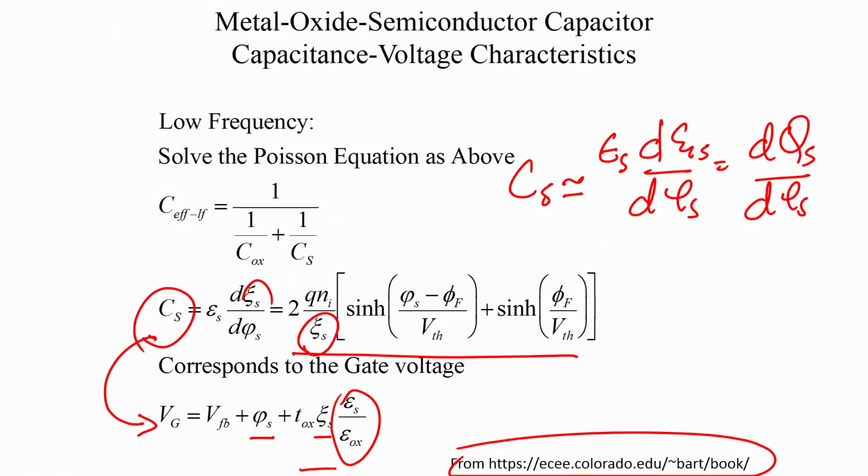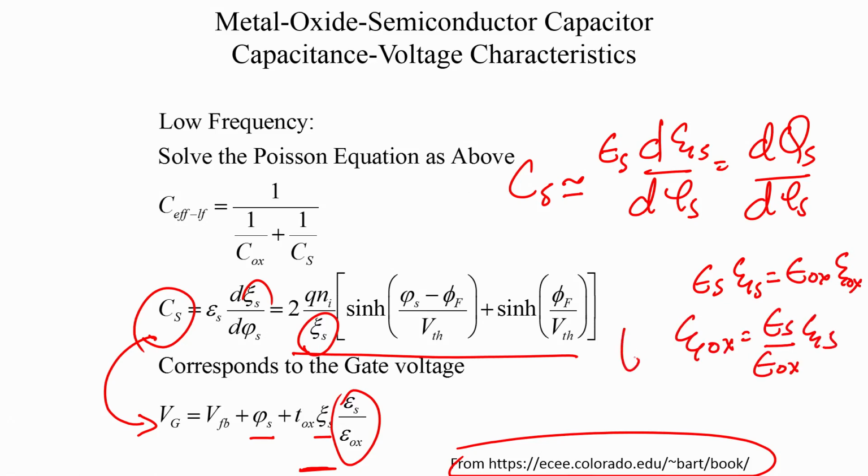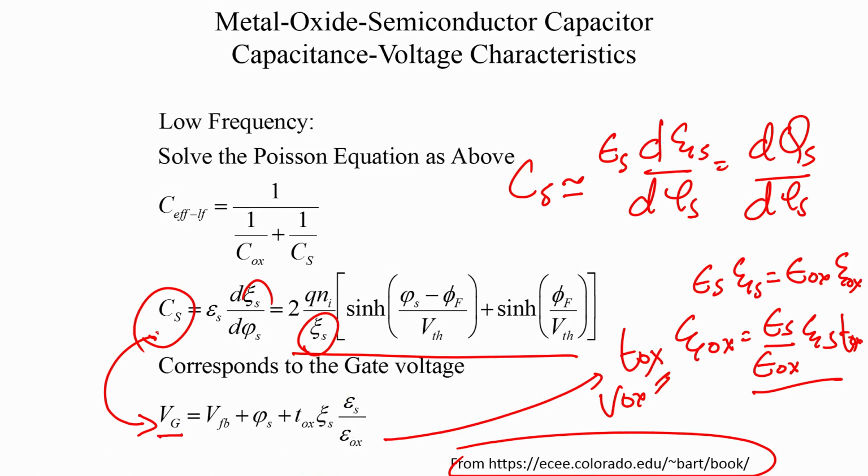And what is this particular term? It is representing your Vox, right. Since epsilon s into the electric field in the semiconductor is equal to epsilon ox into the electric field in the oxide, the electric field in the oxide is written as epsilon s by epsilon ox into the semiconductor field, and epsilon ox into T ox is basically your Vox. Therefore, this term represents Vox. So, you have Vg that corresponds to this. This Cs, this capacitance, corresponds to this Vg.